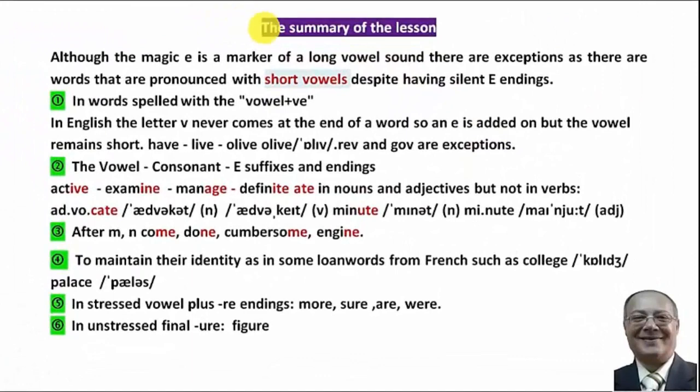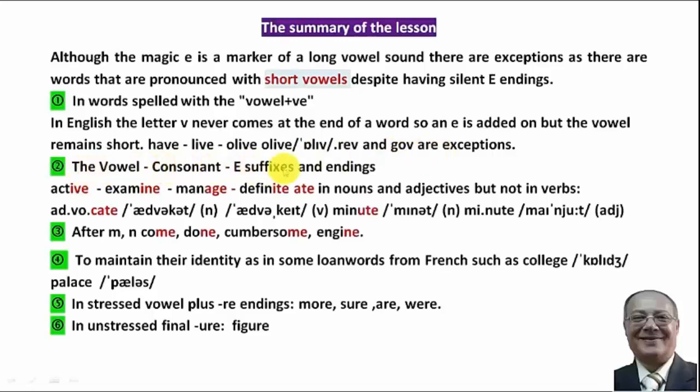The summary of the lesson. Although the magic E is a marker of a long vowel sound, there are exceptions, as there are words that are pronounced with short vowels despite having silent E endings. In words spelled with the vowel plus VE, in English, the letter V never comes at the end of words, so an E is added on, but the vowel remains short. For example, have, live, olive, rev, and gov are exceptions.